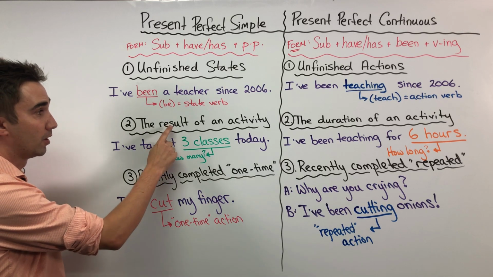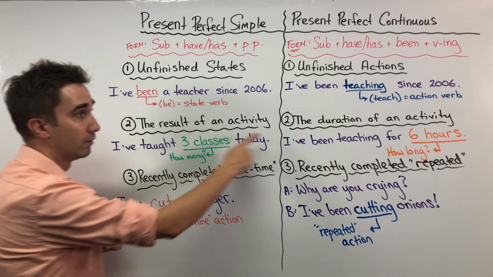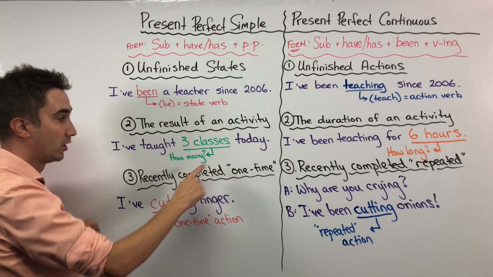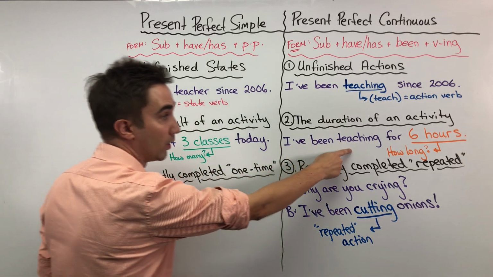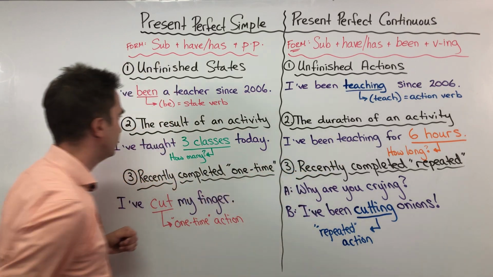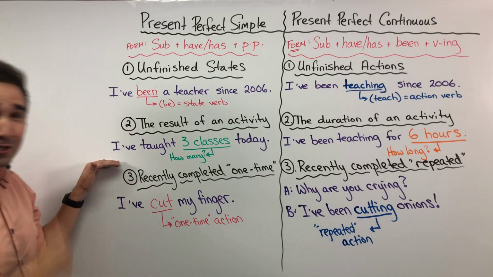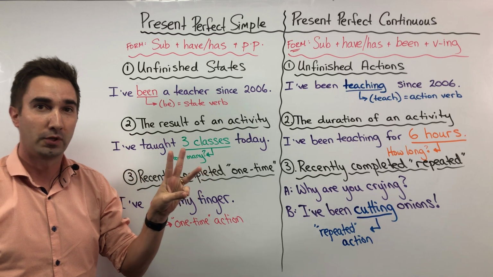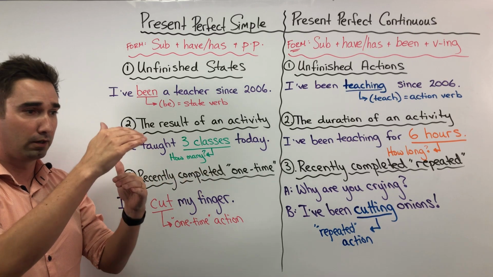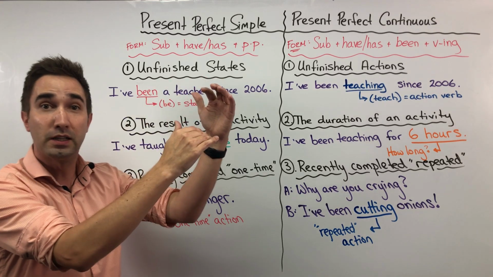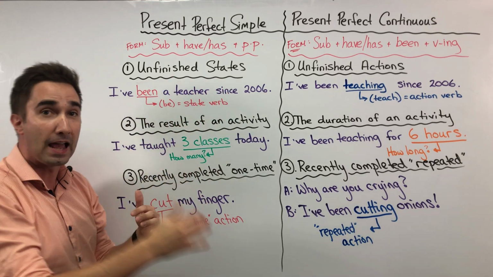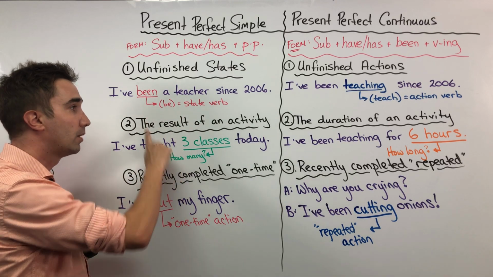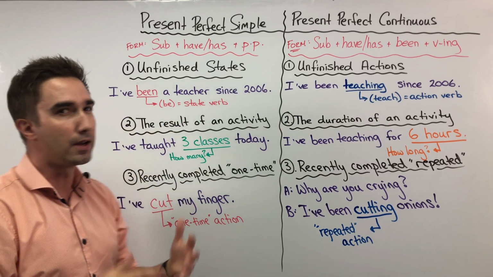Next, we're going to talk about the result of an activity versus the duration of an activity. Here we're going to answer the question, how many? And here we're going to answer the question, how long? So, using the teacher example again, I have taught 3 classes today. Okay, so maybe I taught morning class, mid-afternoon class, and then an evening class. How many classes have you taught? I have taught 3 classes today. We're talking about the result, which usually is a number.